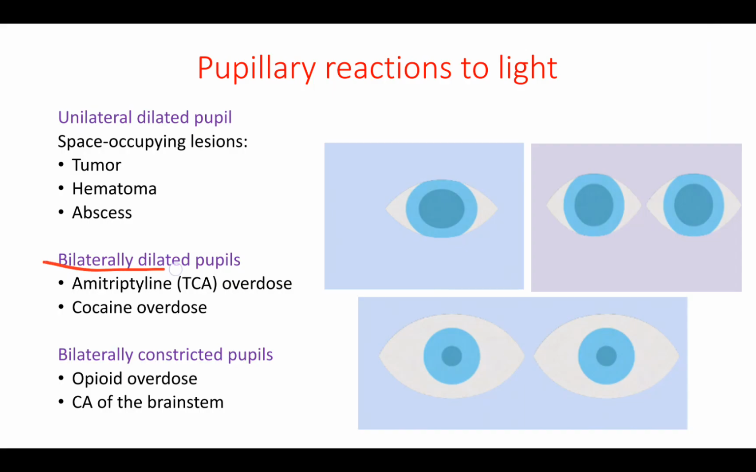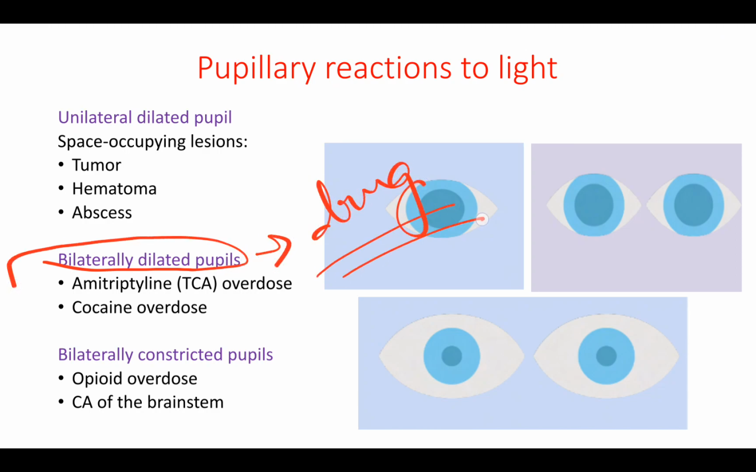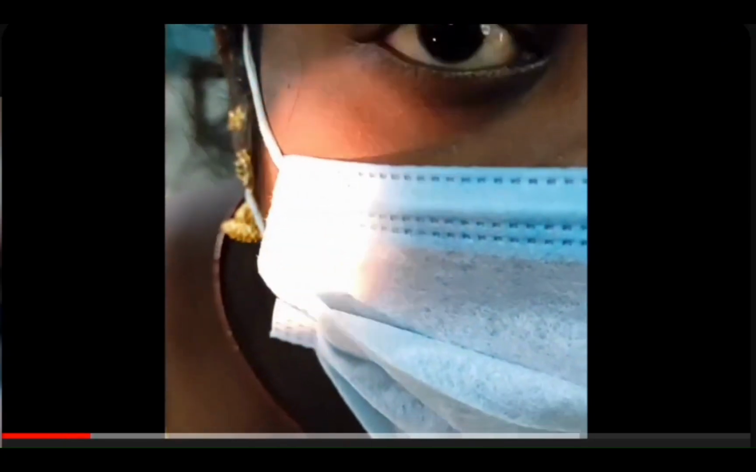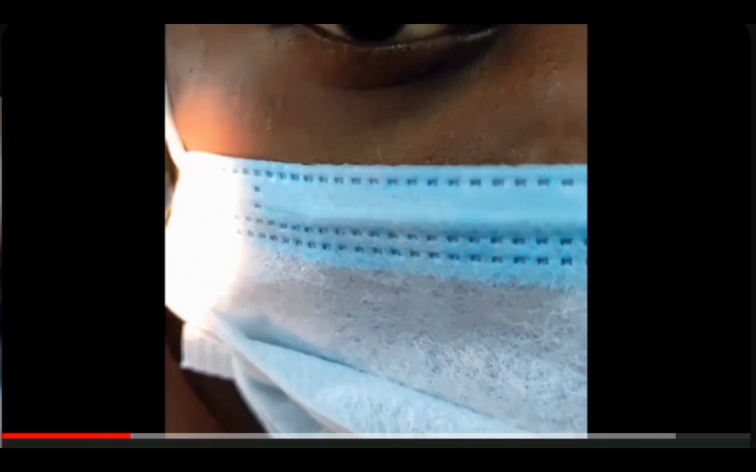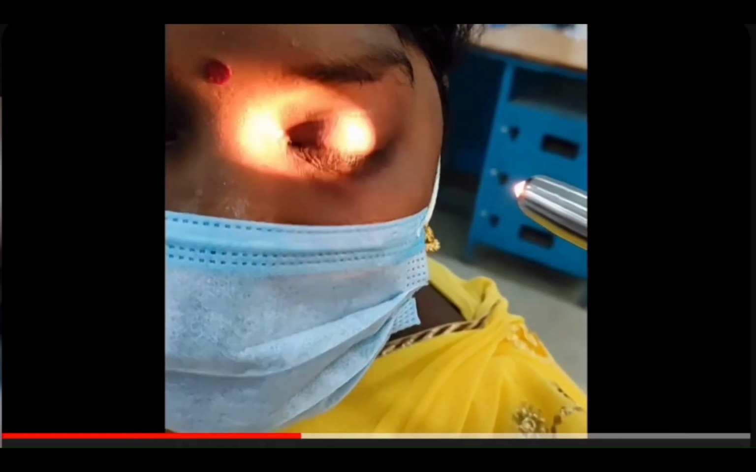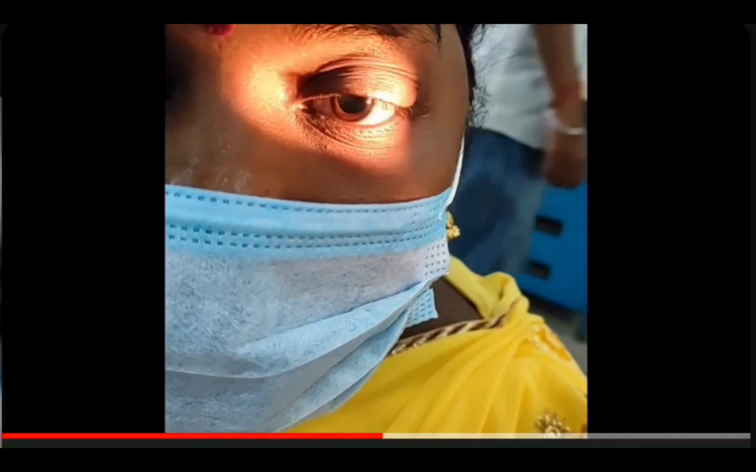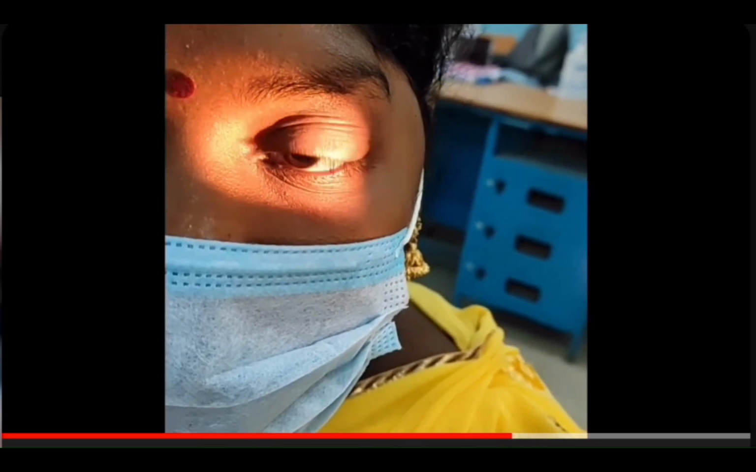The next one is bilaterally dilated pupils. So this is usually seen in drug overdoses, okay? So drugs like amitriptyline, which is a tricyclic antidepressant, or cocaine, which is a stimulant, all right? So these two drugs can cause bilateral dilatation. So you can see in this patient, when the light is being shined also, there is no constriction of the pupil. It still remains to be dilated, and it is on both the sides, both right and left, right? So this is nothing but bilateral dilatation.